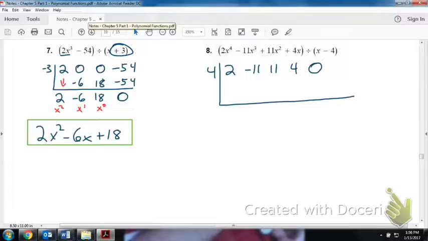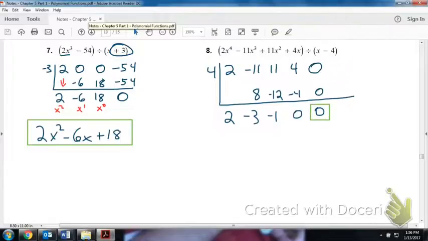Okay? Because we may or may not need it. We'll see. We shall see. All right, so here we go. Drop the 2. So 2 times 4 is 8. Negative 11 plus 8 is negative 3. Negative 3 times 4 is negative 12. 11 minus 12 is negative 1. Negative 1 plus 4 is negative 4. Then 0 times 4 is 0. So we have a remainder of 0.